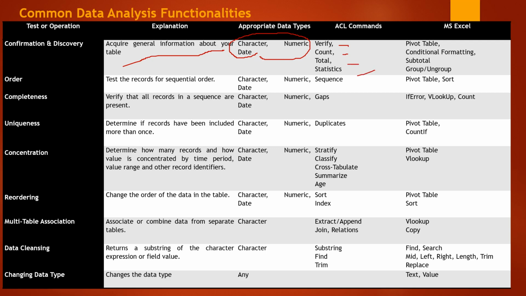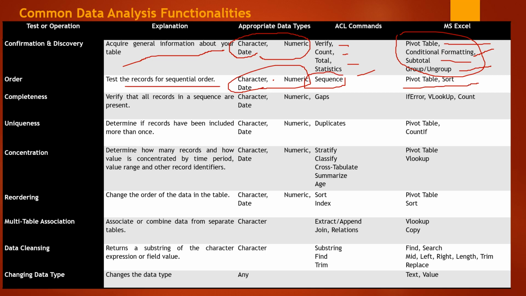But for us, in MS Excel, just use pivot table. You already know how to use pivot table. So, conditional formatting, that's part of CAATs. Subtotal. Let's group our functions in using CAATs. Order: when you test the records for sequential order, the data types we look at are character and numeric data. In ACL commands, they are using sequence, but in Excel, we are just using pivot table and some kind of sorting. So that's CAATs already. Pivot table and sorting are part of CAATs.